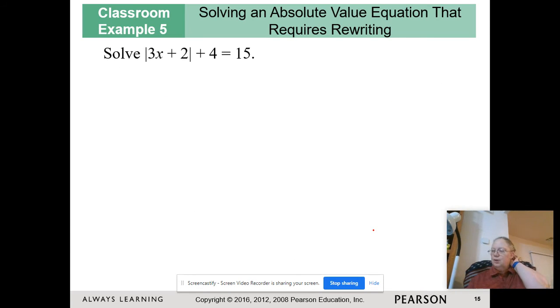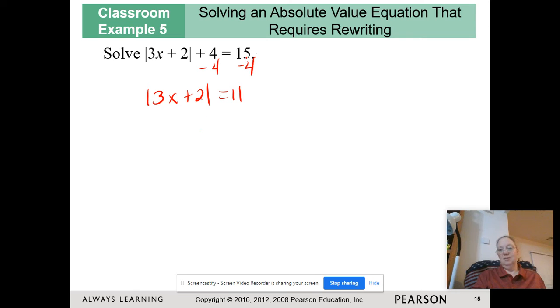Okay, now here is something super duper important right here. You cannot set it equal to the positive and negative when there is a number or anything outside of the absolute value on the same side. So what we have to do, we have to get rid of the 4 first. You have to get rid of the 4 first. One more time. You have to get rid of the 4 first.